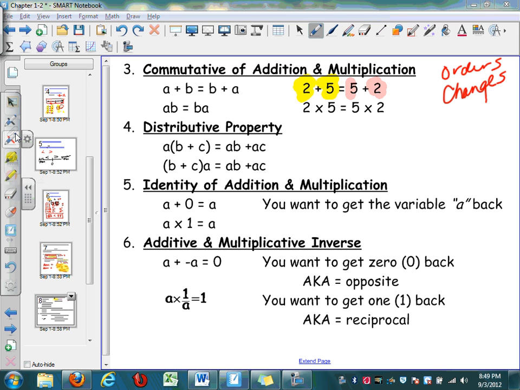Now the next one that we need to talk about is distributive property. Distributive property, you guys have known this for I don't know how long. You guys do very well with it, so that should not be one that you struggle with.